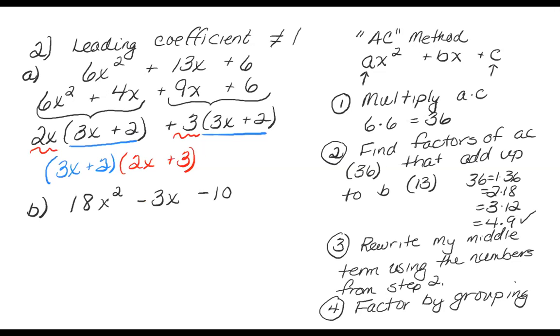So you're going to start, remember, with that A times C. So step one, A times C is 18 times negative 10. And that's negative 180. So this next step just got a little bit more problematic because I have a much bigger number here. I need to find some factors of negative 180 that add up to negative 3.